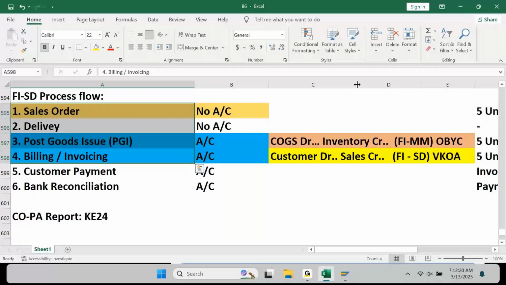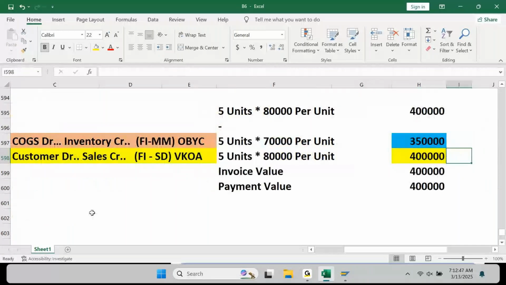And while talking about FI-SD integration, you must bring points related to FI-MM. You also must bring points related to CO-PA. Am I right? And you also need to talk about profit. When I say we also need to talk about profit, you need to tell how profit is calculated. In the accounting entry, tell me where your accounting profit is.